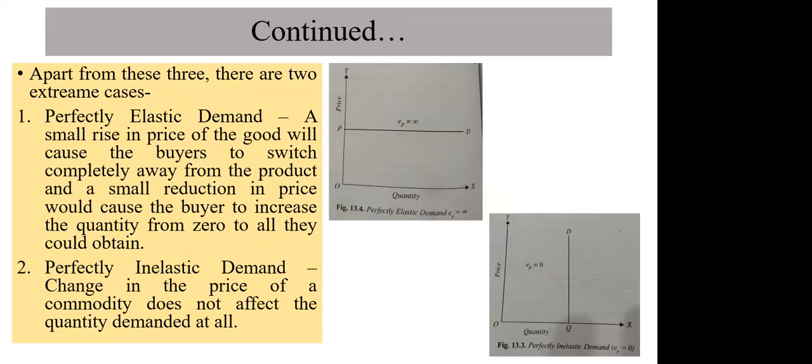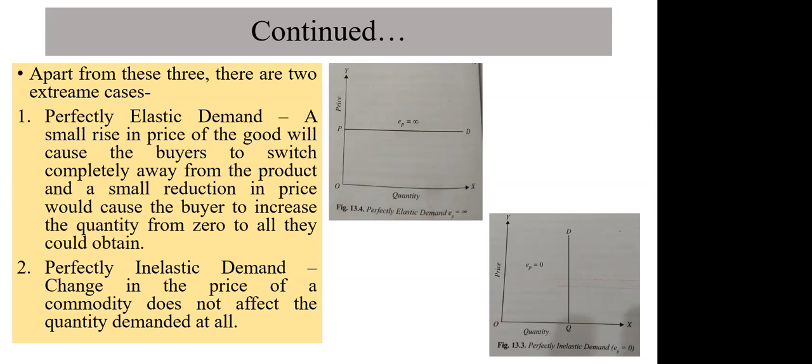And there are two extreme cases. One is perfectly elastic demand, another one is perfectly inelastic demand. So in case of perfectly elastic demand, what happens? Suppose the consumer was buying some amount at a particular price. If there is a slight rise also, he will completely abandon that product and completely switch away from that particular product, and he will not be buying any quantity.